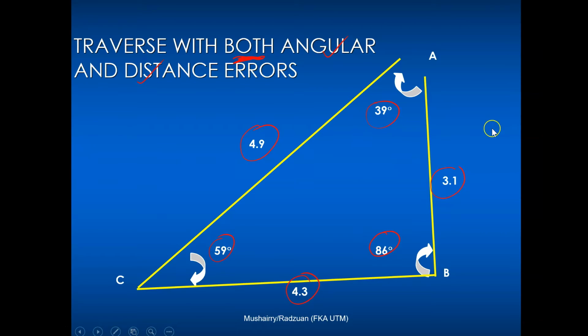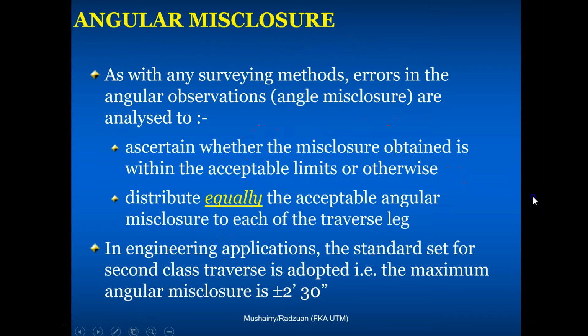Okay, so let's do one example and see how we determine the errors and how we treat both of the errors. I think we're going to concentrate on angle first. Angular misclosure. Similar to any surveying method, there will be errors, and we call them misclosures.